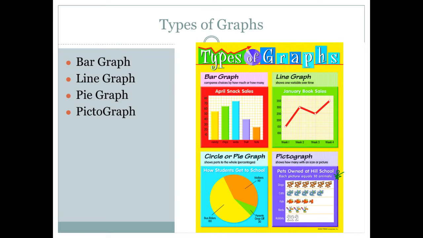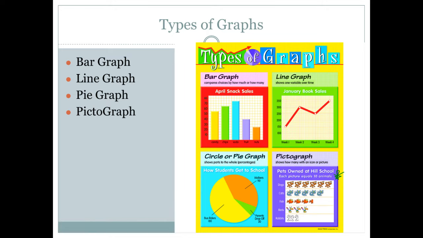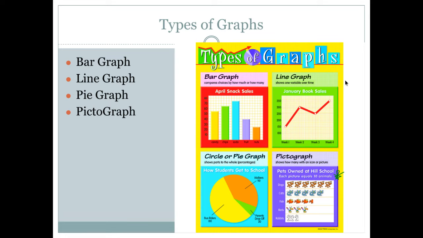So there's a few types of graphs. The four main types of graph are bar graphs, line graphs, pie graphs, and pictographs. All of those are really fun to look at, I think. But in science, most of the time we use the line graph. There are a lot of times when bar graphs are really important for science too.